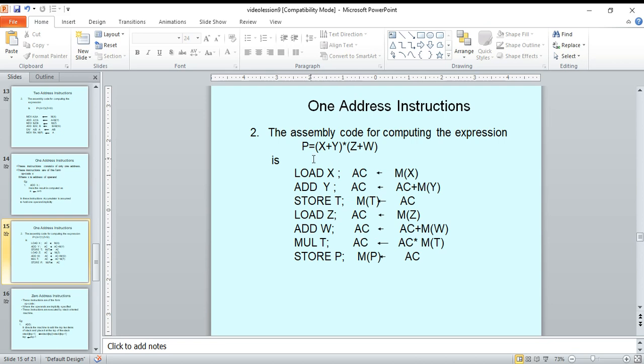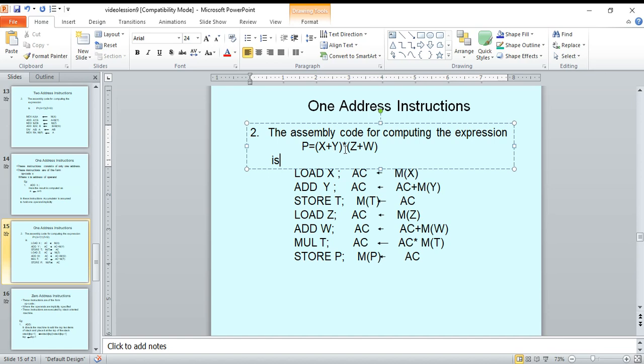Then whatever result we got after this operation, how do we store it into the P register? For that purpose we can use the store instruction. So write this instruction: STORE P. Store is nothing but transferring the data from the accumulator to the memory location P.